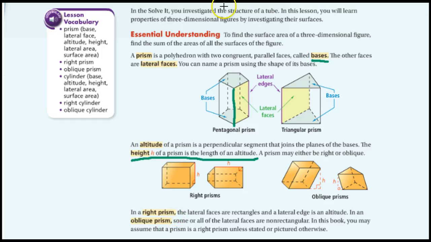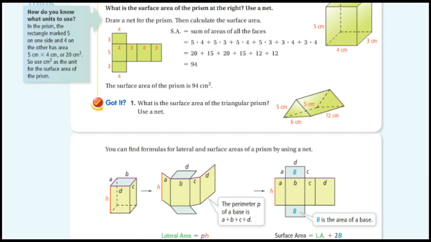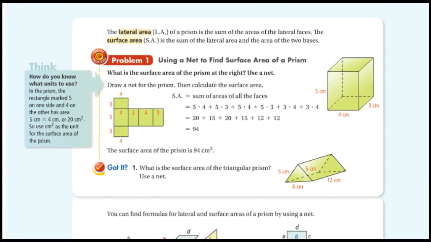We're going to talk about the lateral area. The lateral area of a prism is just the sum of the area of the lateral faces. Okay, well, what's a lateral face again? A lateral face is just those rectangles going around. It's not the bases, it's everything except the bases.